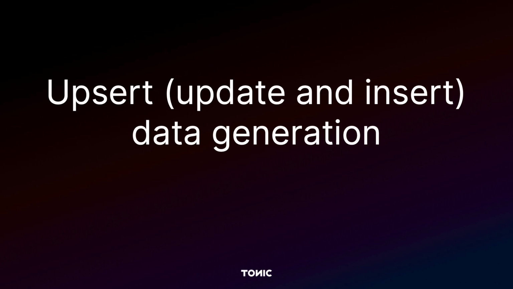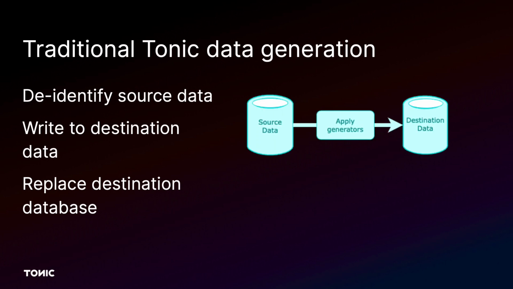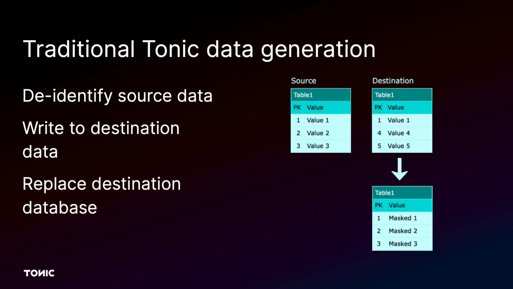In this video, we'll talk about upsert, short for update and insert, a data generation process that preserves existing records in the destination database. Traditional Tonic data generation uses de-identified data from a source database to populate a destination database. Every time you run the data generation, Tonic replaces the destination database.